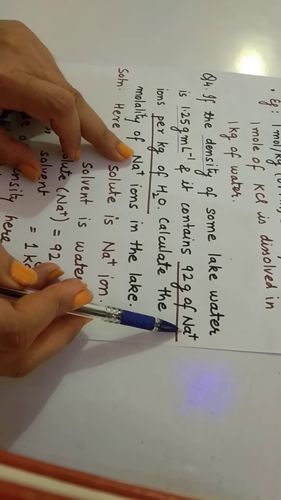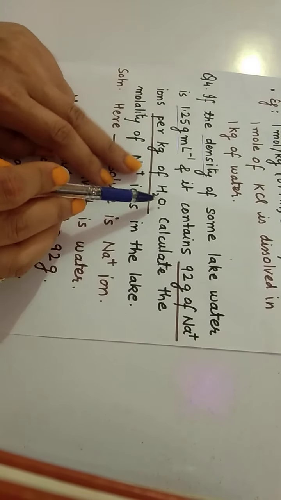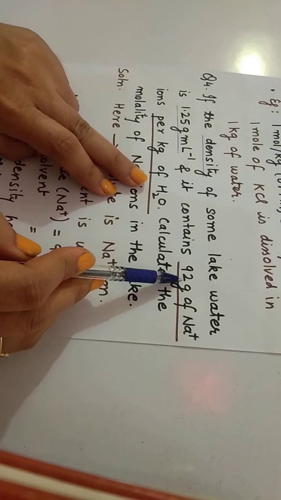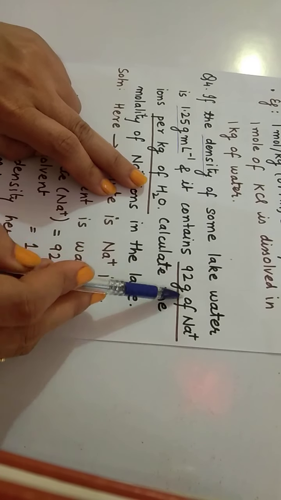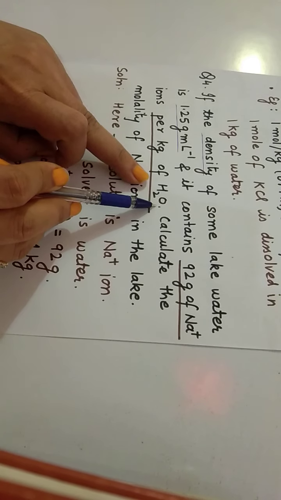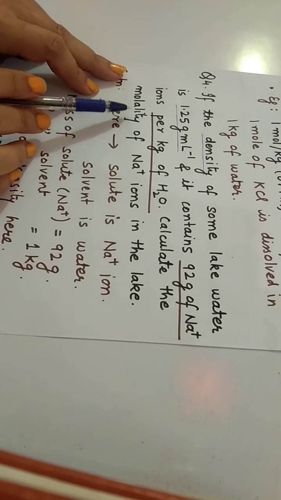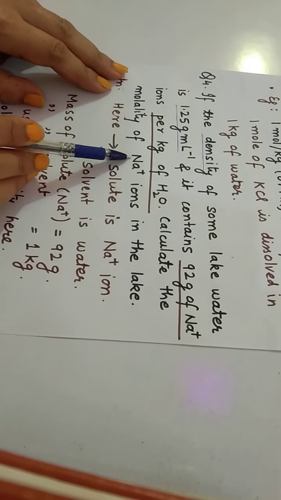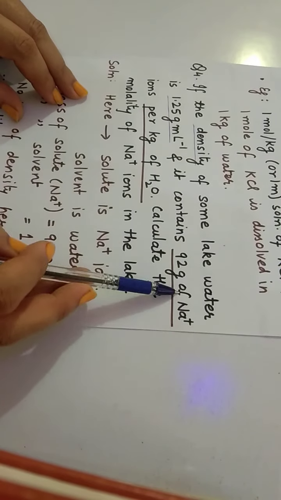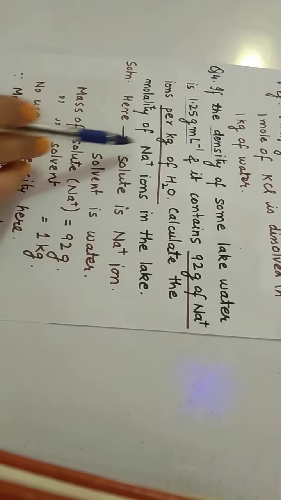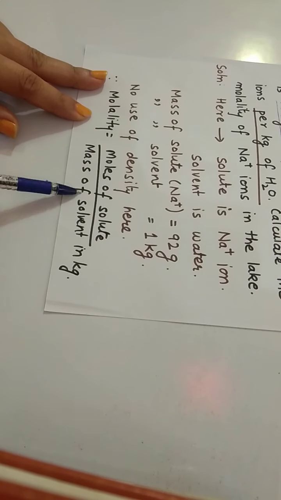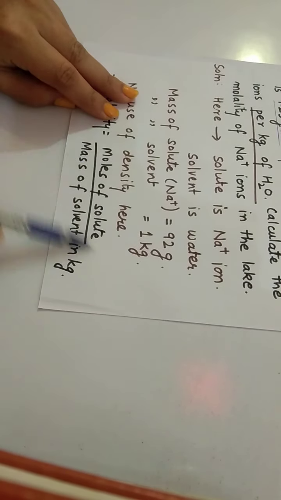So the mass of solute in grams is given, and we know the mass of the solvent also. Water is the solvent in which this solute is dissolved. The mass of solute is 92 gram of Na positive dissolved in 1 kg of water. What you need to find out is the molality of Na positive ion in the lake. What is given is the mass in gram of solute, 92 gram. Mass of solvent in kg is 1 kg. And molality you need to find out. What is the formula for molality? Moles of solute divided by mass of solvent in kg.